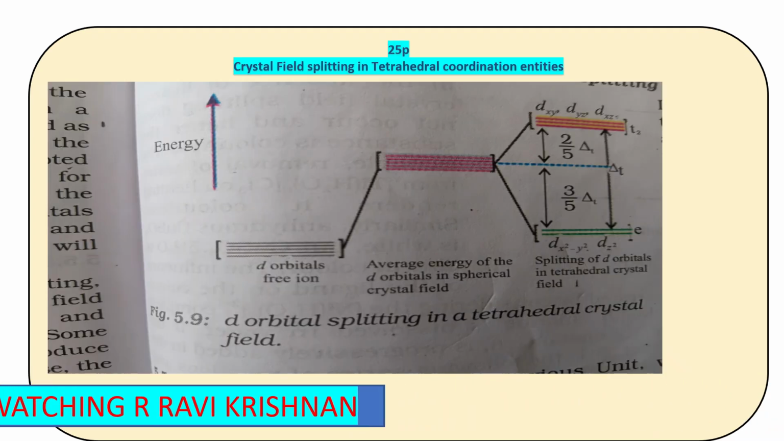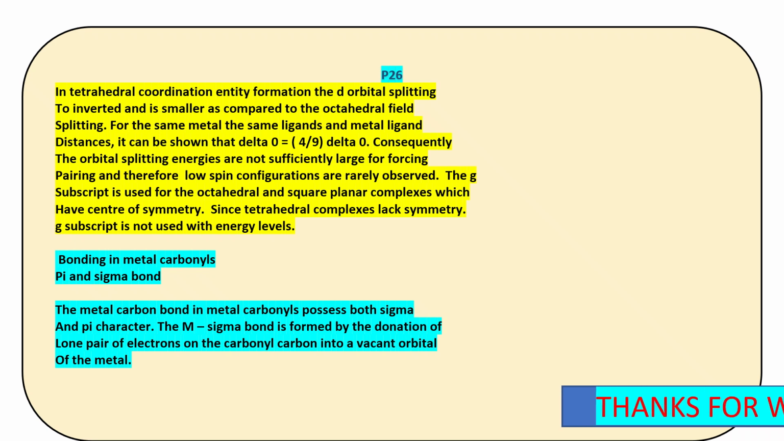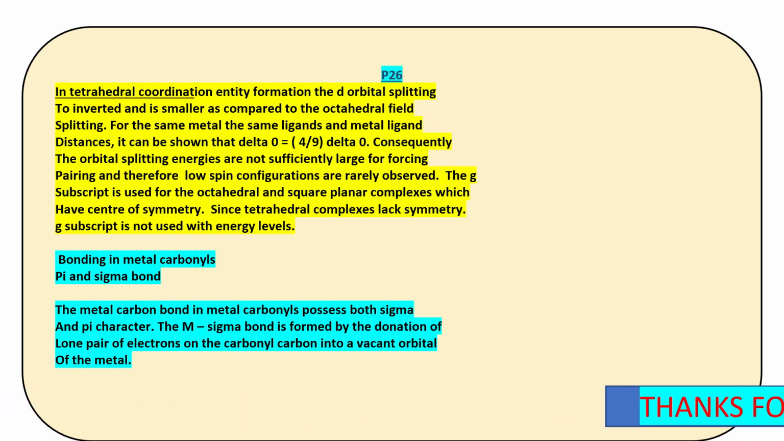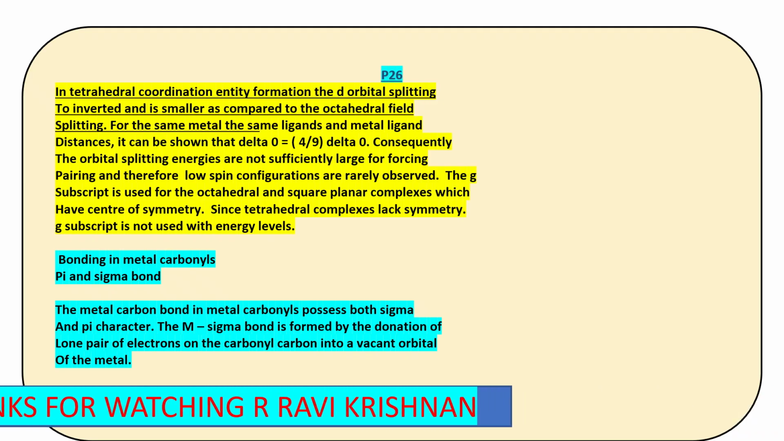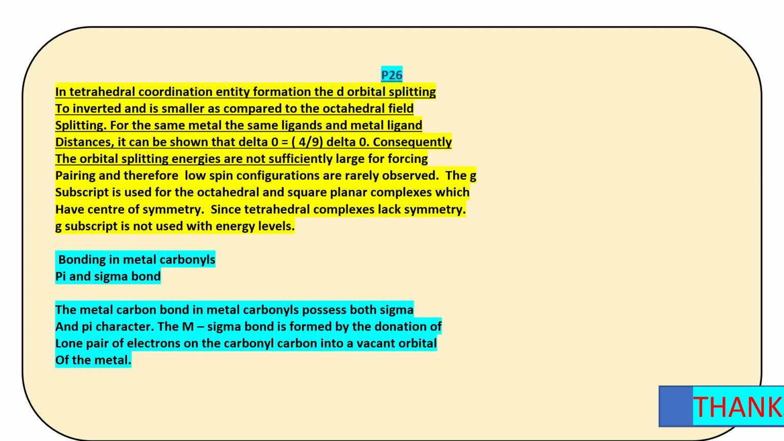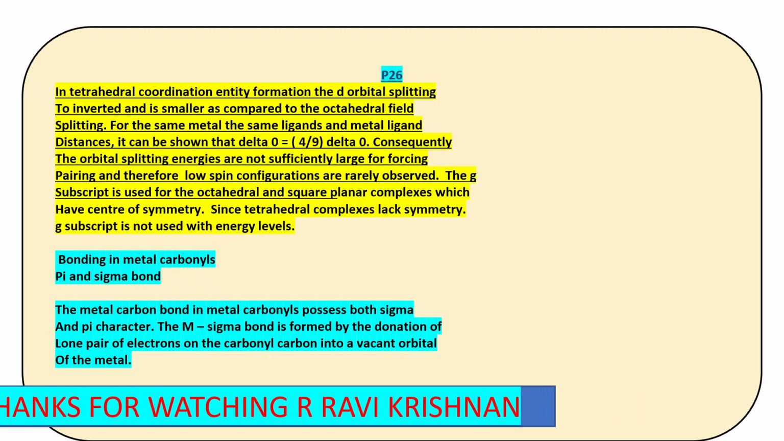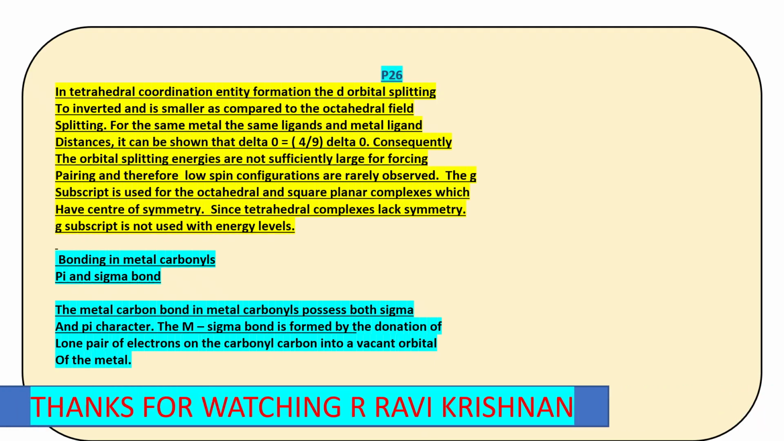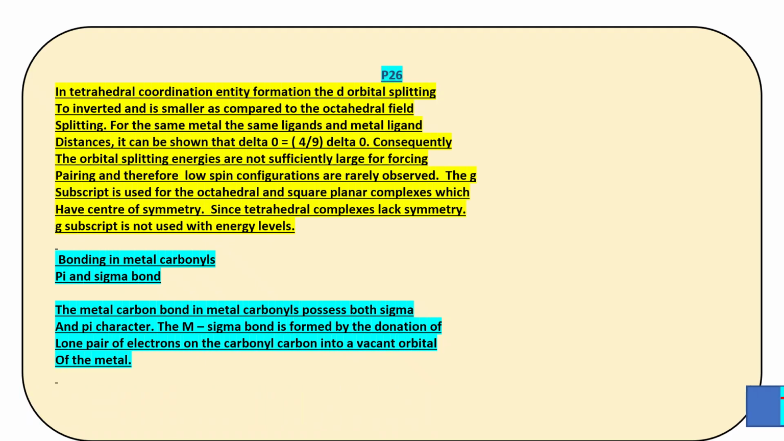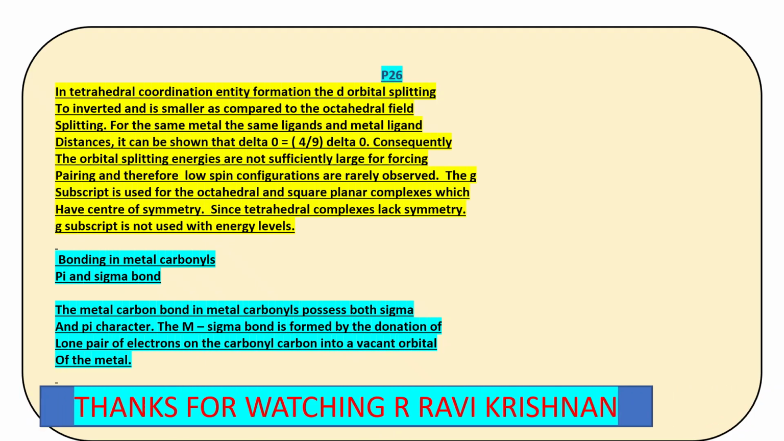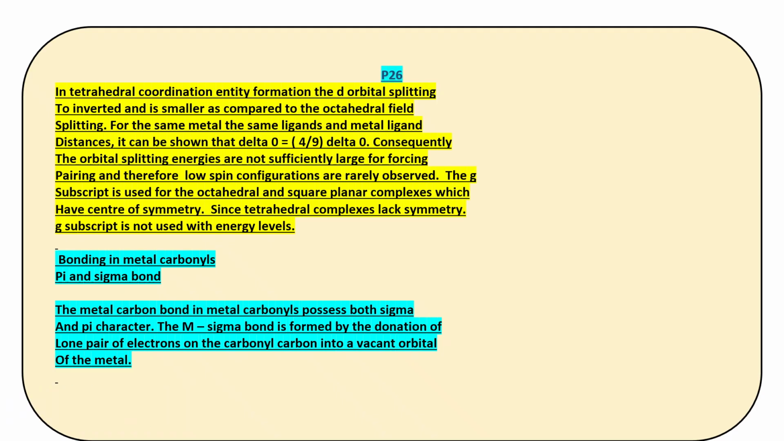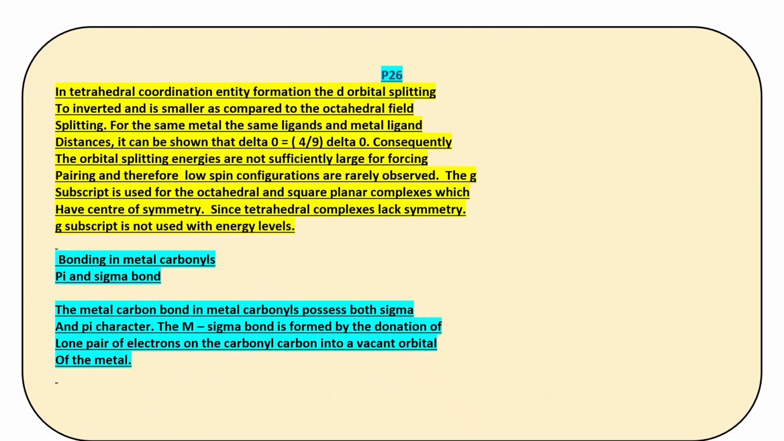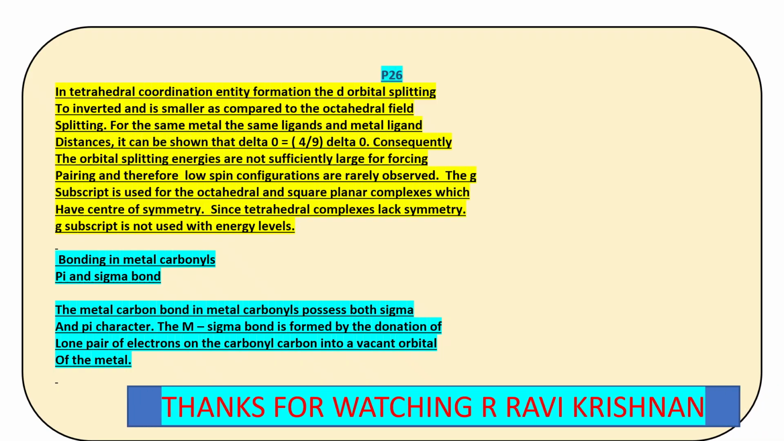Crystal field splitting in tetrahedral coordination entities. In tetrahedral coordination entity formation, the d orbital splitting is inverted and is smaller as compared to the octahedral field splitting for the same metal, the same ligand and metal-ligand distance. It can be shown that delta t equals 4/9 delta o. Consequently, the orbital splitting energies are not sufficiently large for forcing pairing, and therefore low spin configurations are rarely observed.